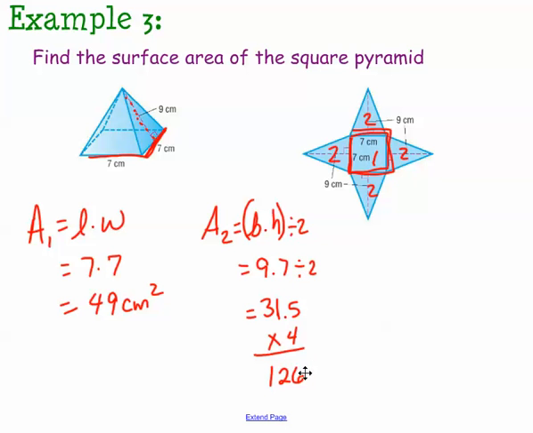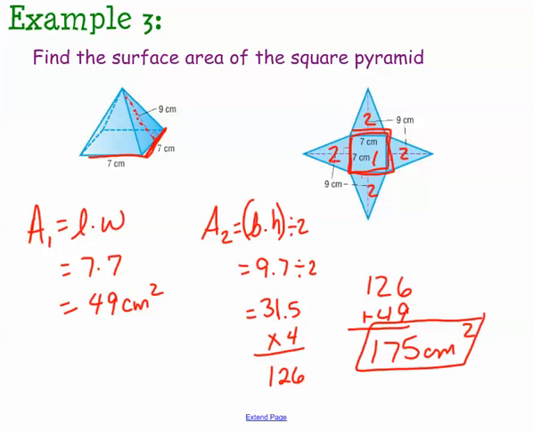So that gives me 126. So now I need to add the area of the triangles and the area of the square, and that gives me a total of 126 and 49. That gives me a total of 175 square centimeters. Okay? All right, let's move on.